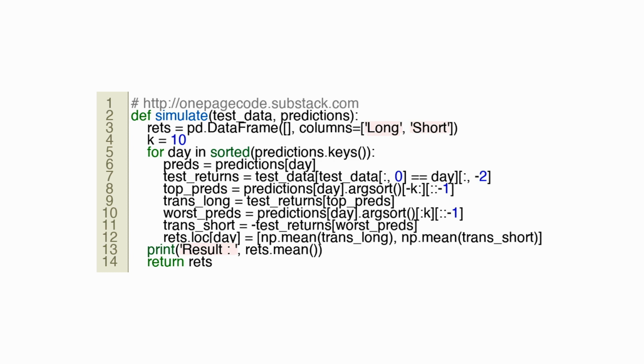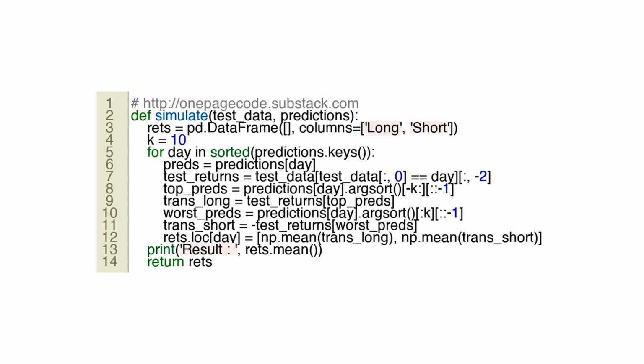Next, the code sorts the predictions day array and selects the top k indices, which are then reversed. These indices are assigned to the variable top preds. Similarly, the code also sorts the predictions day array and selects the bottom k indices, which are then reversed. These indices are assigned to the variable worst preds.